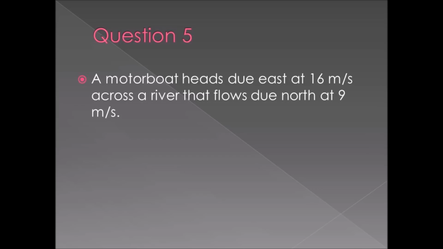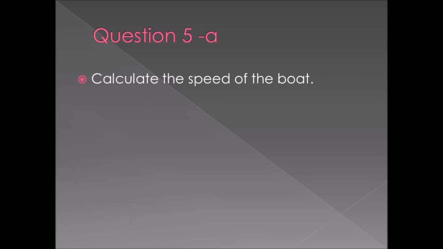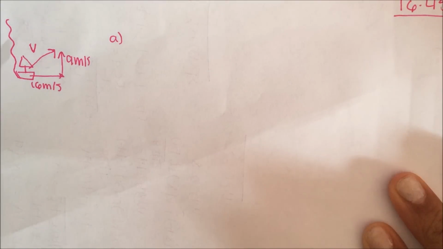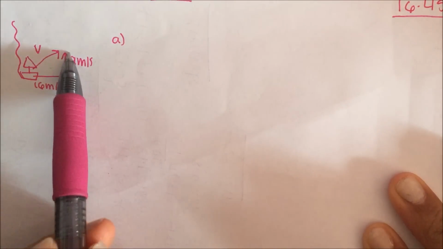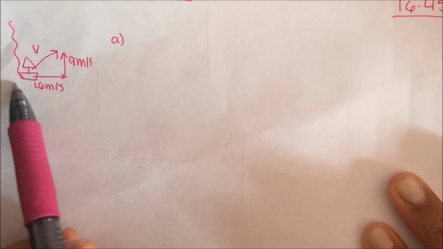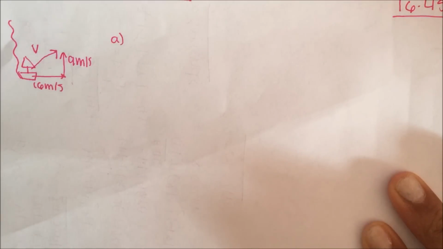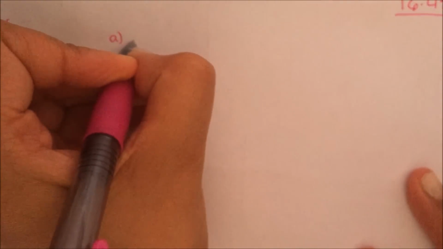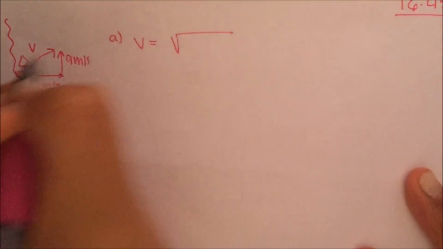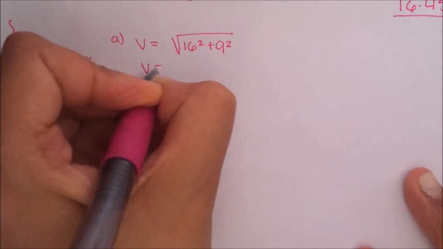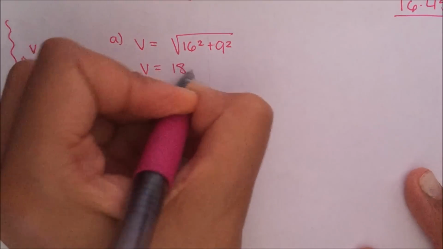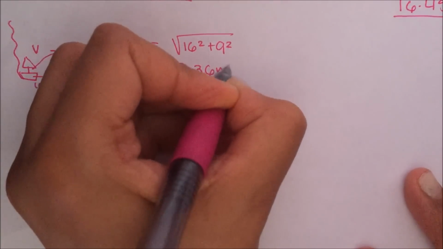Question 5. A motorboat heads due east at 16 meters per second across a river that flows due north at 9 meters per second. Part A. Calculate the speed of the boat. So this part is using basic geometry. If we know that the boat is going 16 meters per second and the current is 9 meters per second, then we're going to use the Pythagorean theorem. So basically the velocity is going to equal the square root of the sum of the squares of the other two sides. So the velocity is going to be 18.36 meters per second.